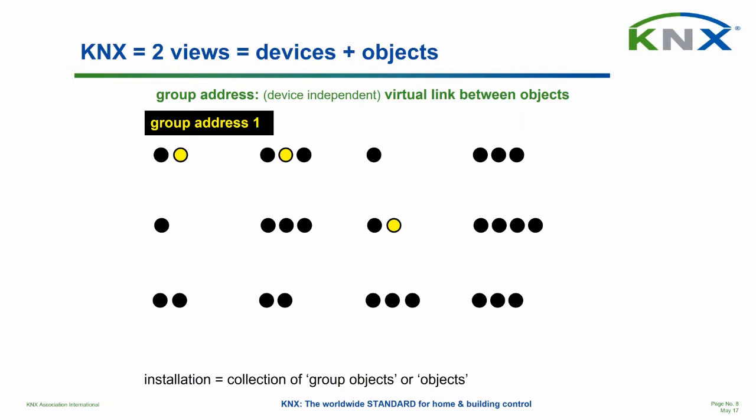So that is actually an identifier. It's a 16-bit code that I just assign to these objects, and then they are linked together virtually, and as you can see, indeed device independent. I can do this for another collection of objects by means of another group address, so group address 2. So it's just another identifier, just another 16-bit code. So we call those codes or identifiers that group objects together group addresses.